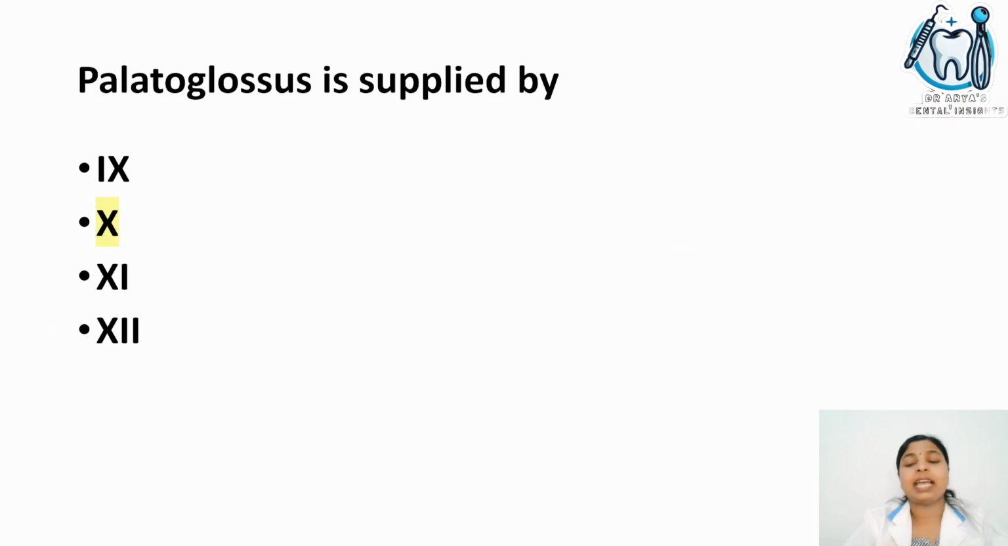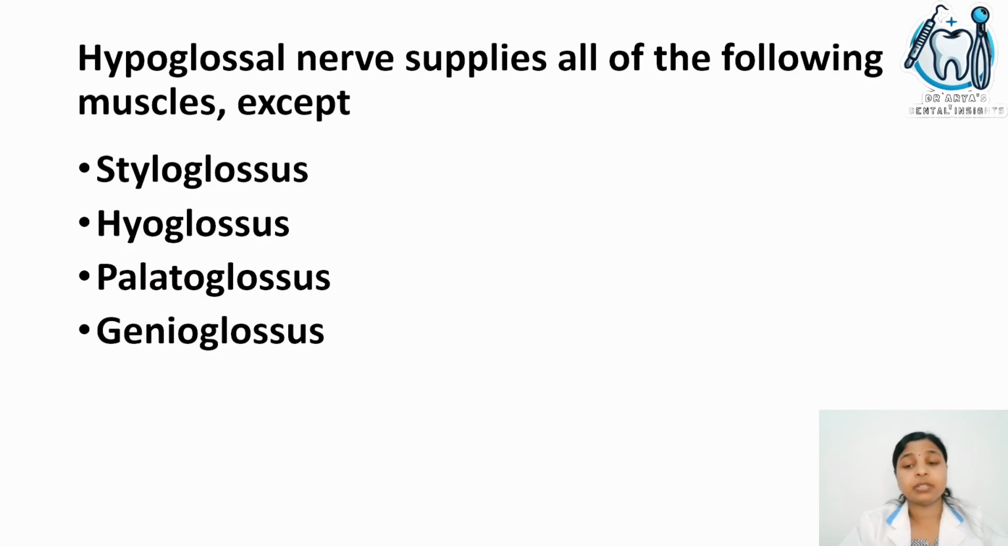So what is the answer? It is the 10th cranial nerve. You should know the number also. The vagus nerve is the 10th cranial nerve. This question is otherwise asked another way: the hypoglossal nerve supplies all of the following muscles except. This you already know. The hypoglossal nerve innervates styloglossus, hyoglossus, and genioglossus, whereas palatoglossus is supplied by the vagus nerve.